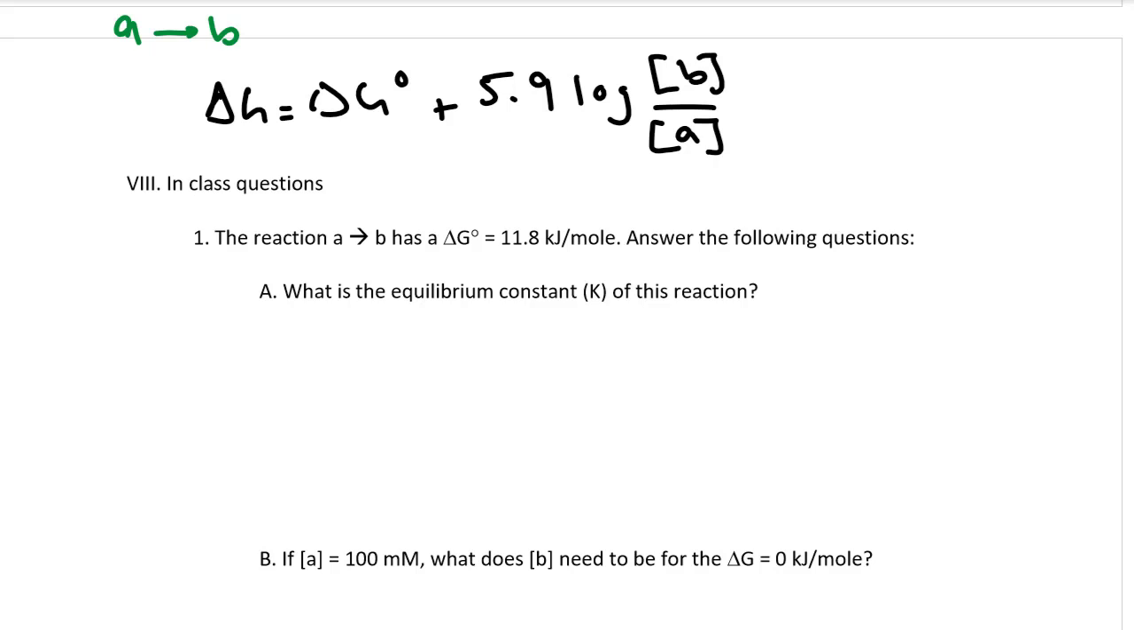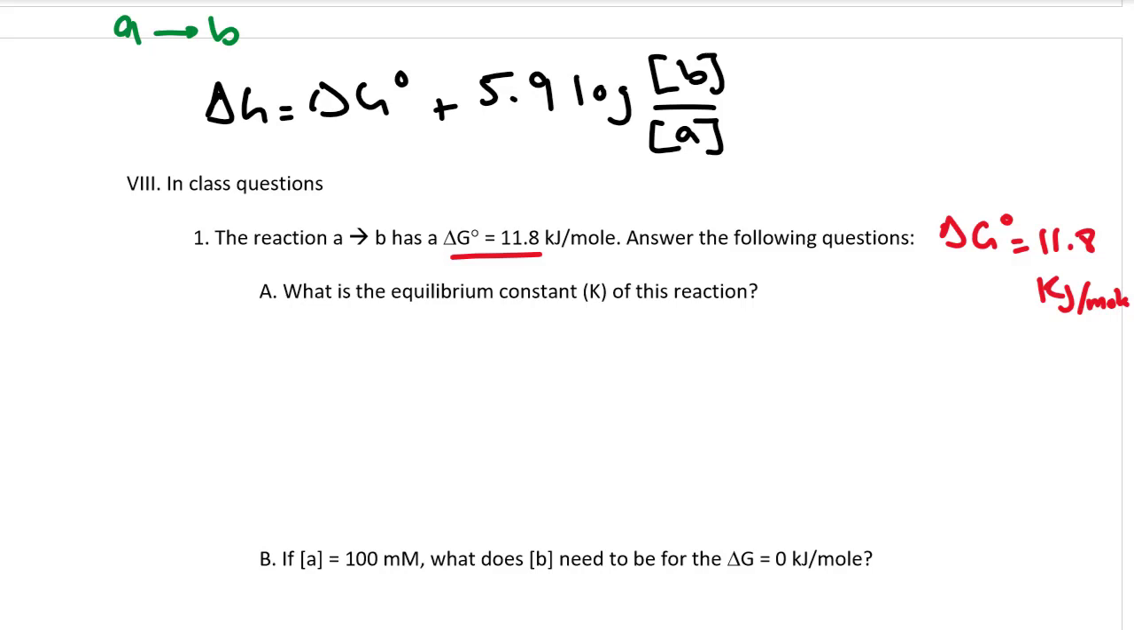So what is the equilibrium constant for this reaction? We're going to go ahead and plug in 11.8 for delta G standard, because here's the first bit of info that we have. Let's just write this down here on the corner. So we know the delta G standard equals 11.8 kilojoules per mole. Okay, so question A is asking, what is the equilibrium constant K?